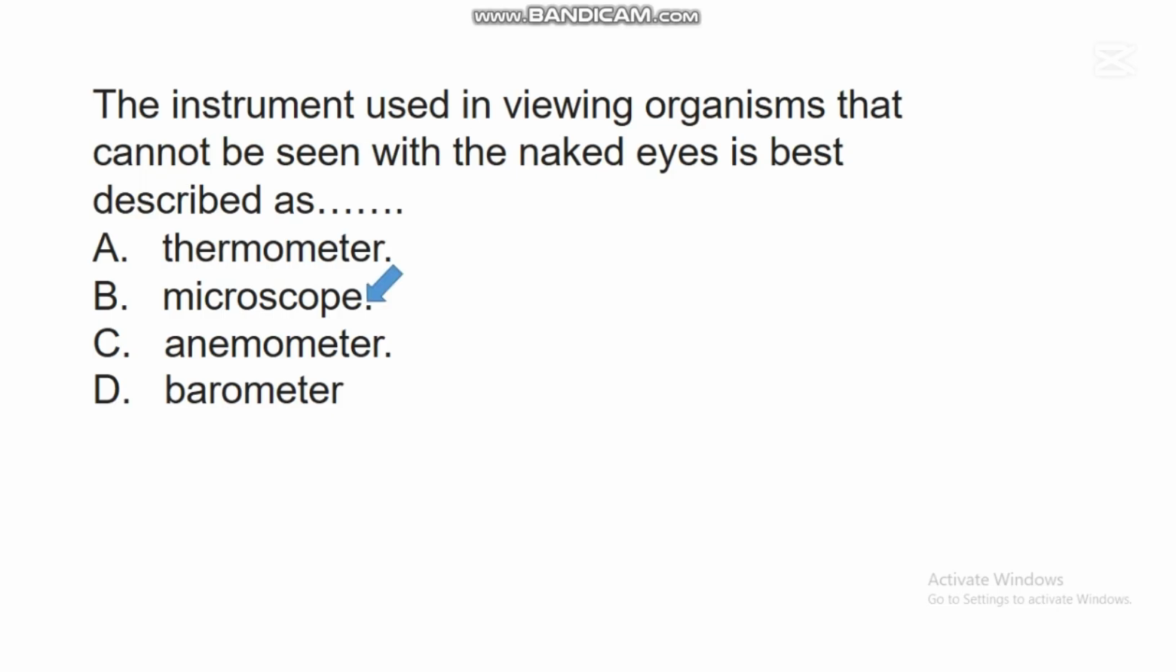Microscope. A microscope is an instrument that is used to view organisms that are so tiny in such a way that they cannot be seen with the naked eyes. Studies have shown that this instrument can also be used to study cells because cells are also so tiny that they cannot be seen with the naked eyes.